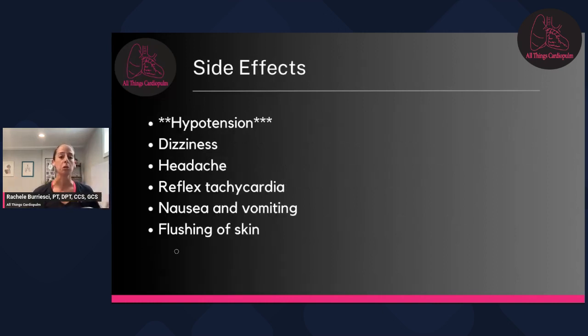Because of that, we can assume the main side effect is hypotension and dizziness. Fact. We're going to talk about it in a second, but if your patient has to take sublingual nitro, they should be in a seated position because they are going to become hypotensive, period. We are vasodilating everything. When you are hypotensive, you tend to feel dizzy. So those two go hand in hand. And then the third most common side effect with sublingual nitro is headache. They might also get reflex tachycardia, nausea and vomiting, and flushed feeling in the skin.